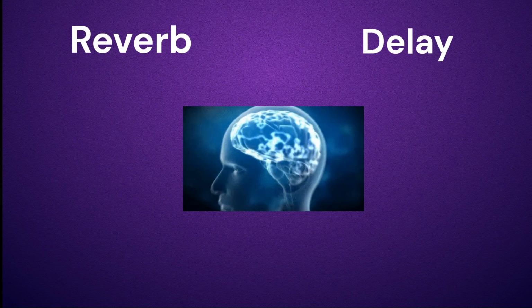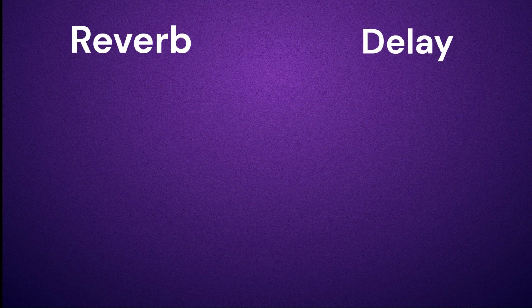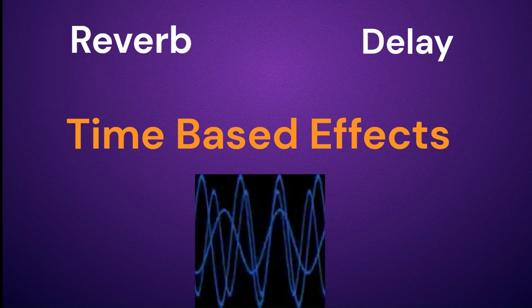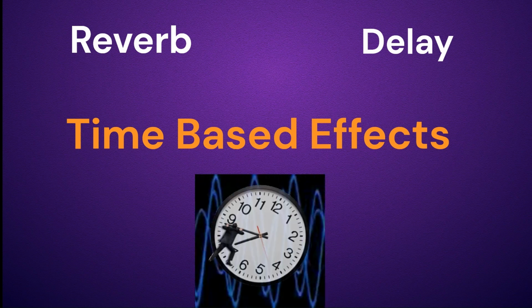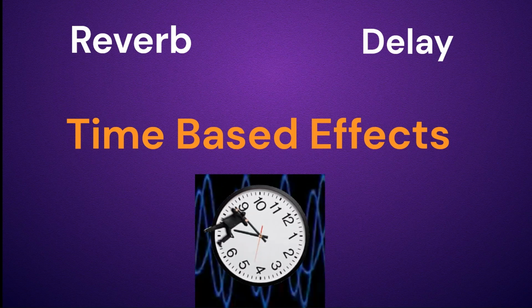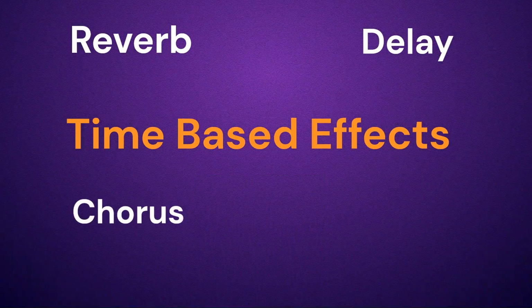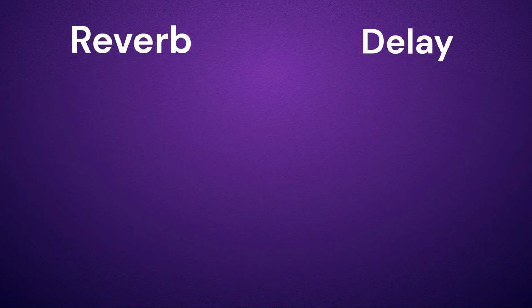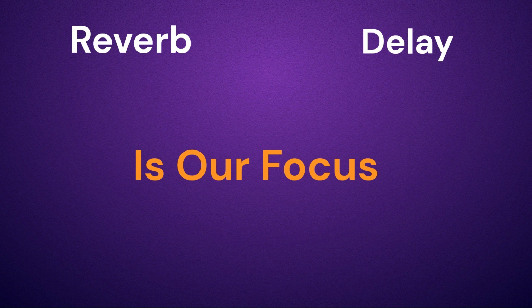Here we go. Reverb and delay, as it applies to audio effects, are referred to as time-based effects. Why? Because they manipulate the sound over time. There are other time-based effects such as chorus, flanger, and phaser, but for the purposes of this demonstration, we'll be focusing on reverb and delay.